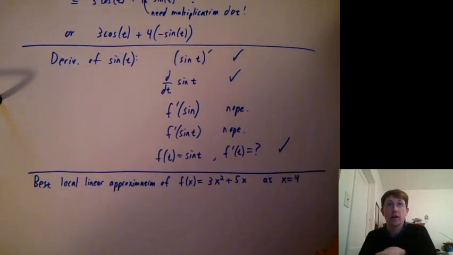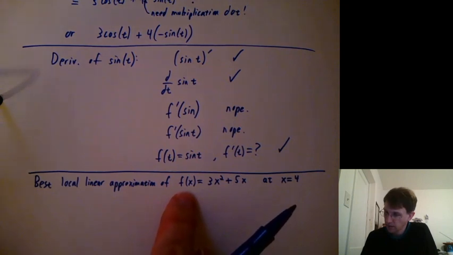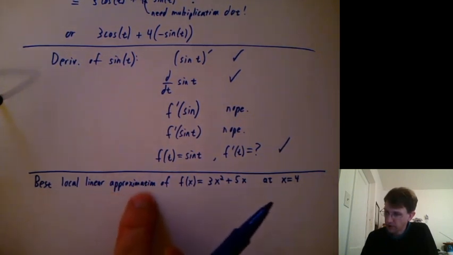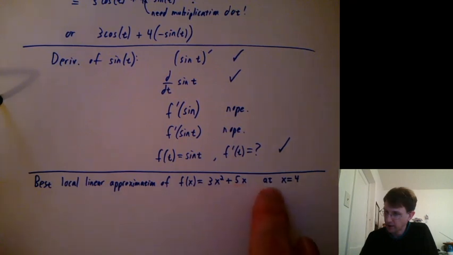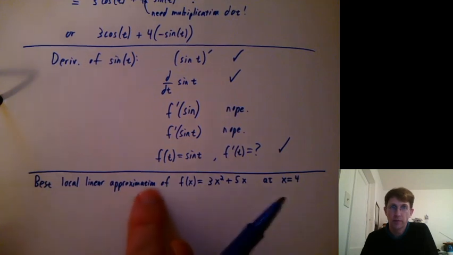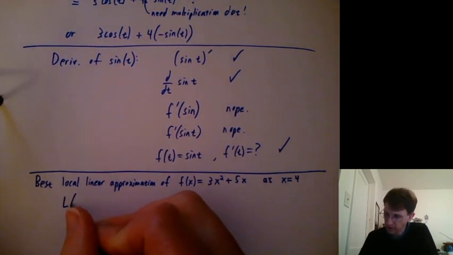Now that we can do more complicated derivatives, let's do a tangent line problem with a slightly more complicated function. So what's the best local linear approximation of this function at x equals 4? I kind of gave away the punchline here. The best local linear approximation is the tangent line, right? So let's write the tangent line formula.